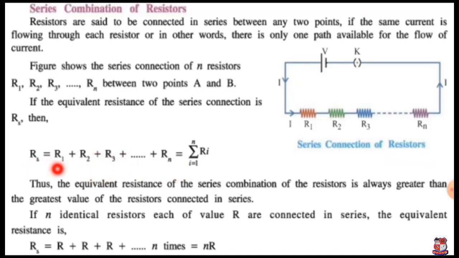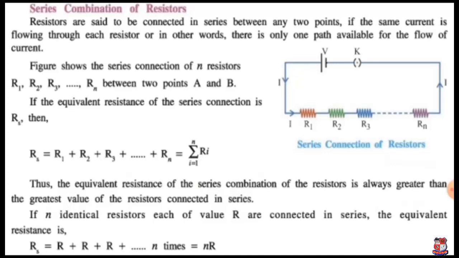So Rs is equal to R1 plus R2 plus R3 plus and so on up to Rn, which is symbolically written as the summation of Ri for i equal to 1 to n. So this is the equivalent series resistance value. Thus, the equivalent resistance of the series combination of resistors is always greater than the greatest value of the resistors connected in series. It is quite obvious, because suppose you have considered n resistances.